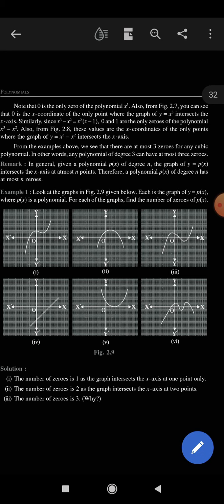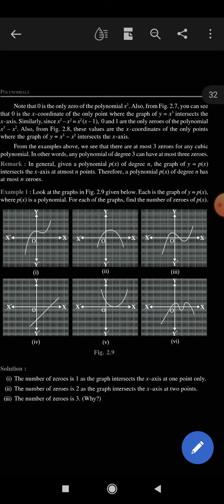Similarly, x cube minus x square is equal to x square times bracket x minus 1. 0 and 1 are the only zeros of the polynomial x cube minus x square. Also from Figure 2.8, these values are the x coordinates of the only points where the graph of y is equal to x cube minus x square intersects the x-axis. From the examples above, we see that there are at most three zeros of any cubic polynomial. In other words, any polynomial of degree 3 can have at most three zeros.